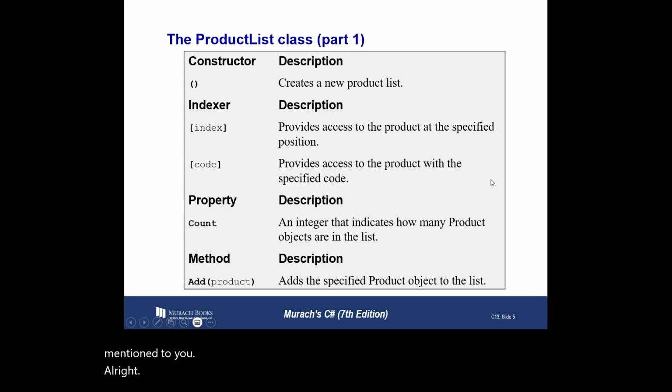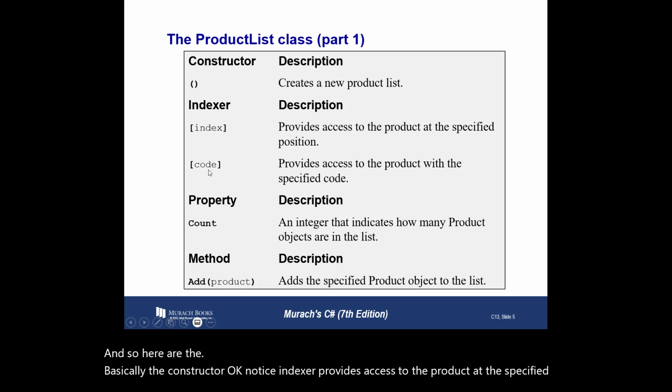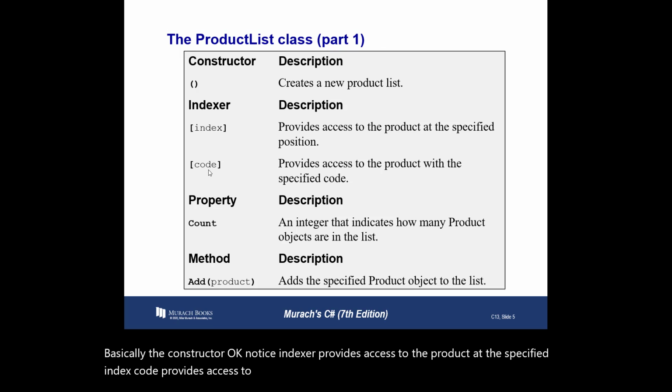And so here is basically the constructor. Now notice, the indexer provides access to the product at the specified index. Code provides access to the product of the specified code. I liken them to being lookups.